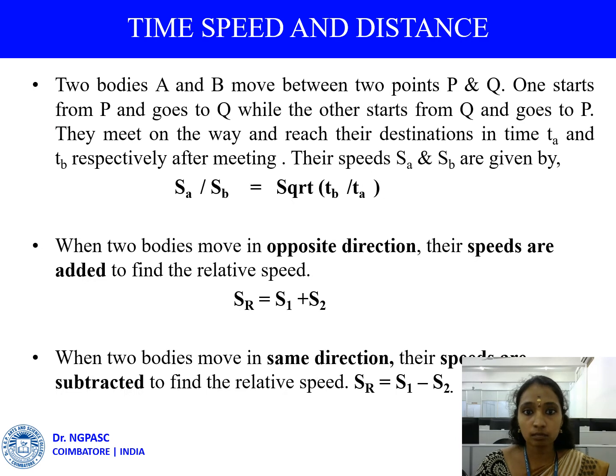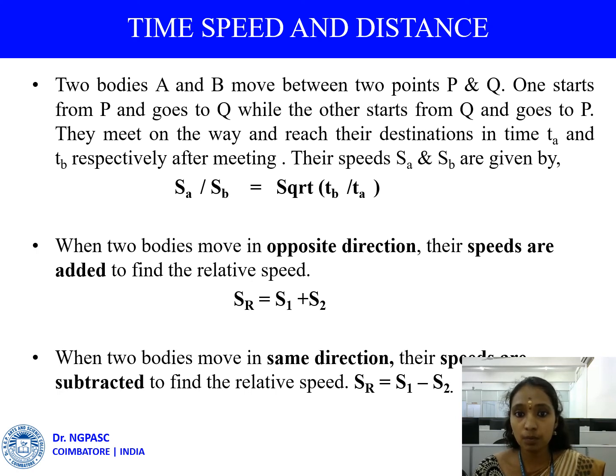So next, another model. If two bodies A and B move between two points P and Q, one starts from P and goes to Q and the other starts from Q and goes to P. They meet on the way and reach their destination. For example, one train starts from P and another train starts from Q, meaning they meet in opposite directions.